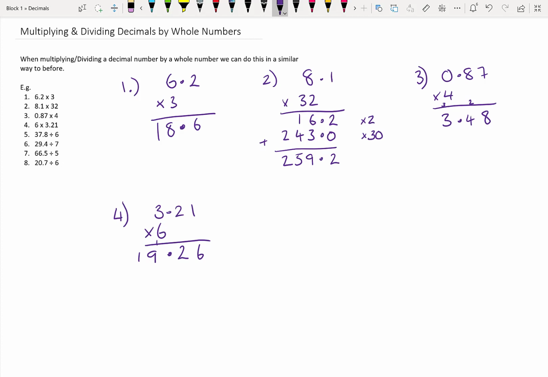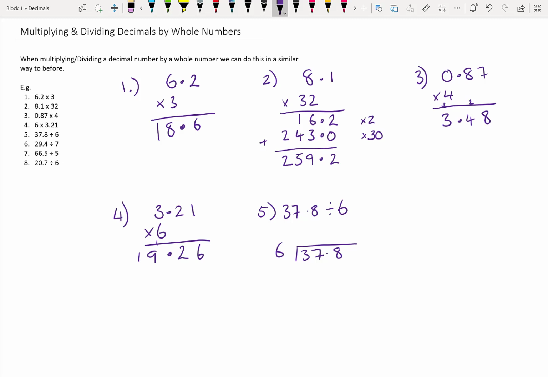Moving on to question 5, and we start looking at division. So 5, we've got 37.8 divided by 6, but writing it that way isn't as helpful as it could be, and so this is where we're going to write it out in our traditional division way. 37.8, again depending on when you were at school is going to depend on what you call that. It doesn't really matter what you call it, just get it written out.